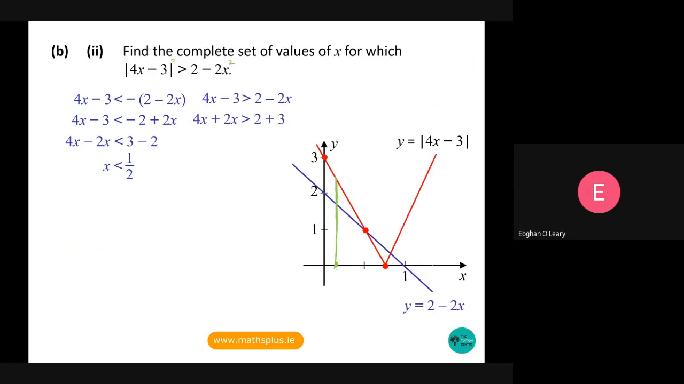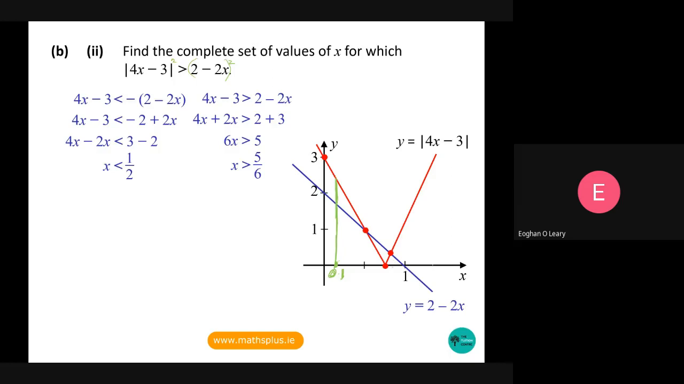So again, this one here, which might be like 0.3 or whatever, there'd probably be 0.1. That would certainly have worked in that case. So what we could do then with my other part here, I could say, well, 4x minus 3 is greater than 2 minus 2x. 4x plus 2x is greater than 2 plus 3. 6x is greater than 5. X is greater than 5 over 6.